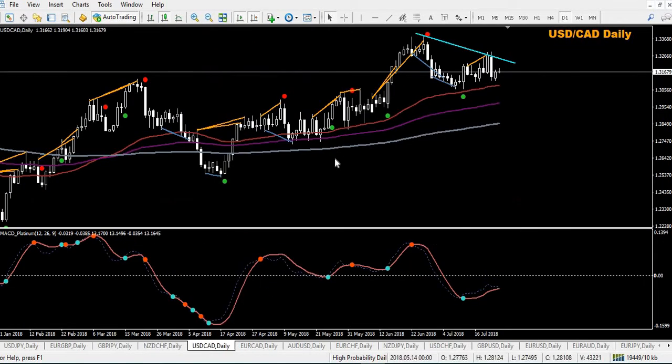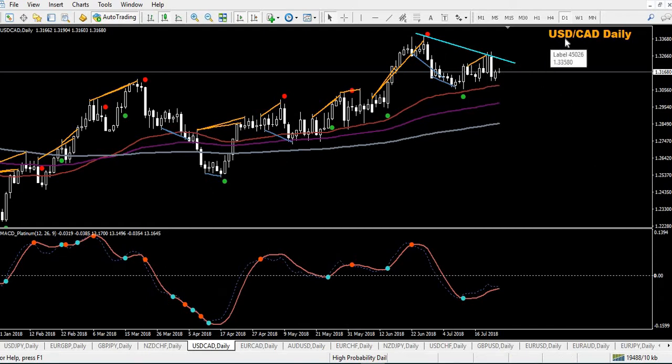USD Canadian dollar. Not much happening here either. Look, it's in an uptrend at the moment. You could see a buy signal at the moment. I didn't take it. I think I did take it actually. I did take that buy and I was stopped out. If this previous high is not broken, then to me this price is rolling over to the downside.